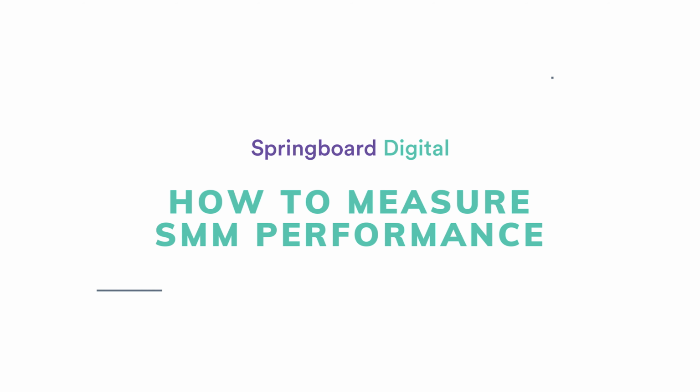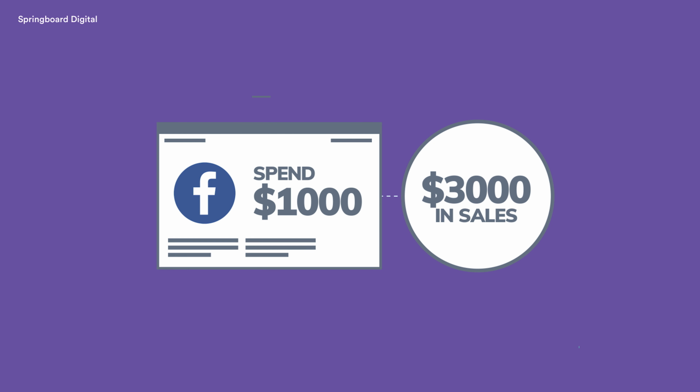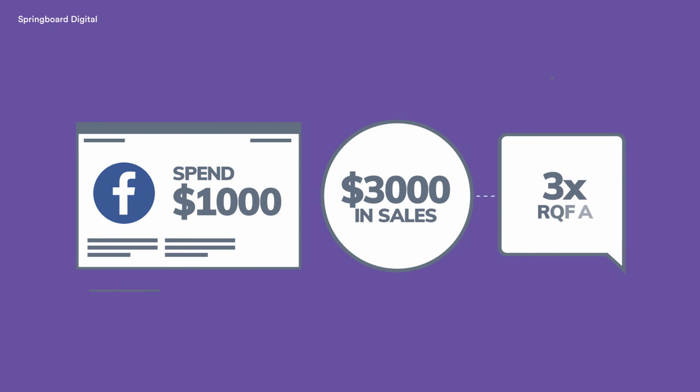How to measure social media marketing performance. You can measure it in a number of ways, but the most commonly used method is return on ad spend, or ROAS. So if you spend $1,000 on Facebook ads and make $3,000 in sales, you have a 3 times ROAS. Now, while that's the most common way, it's arguably not the best way.